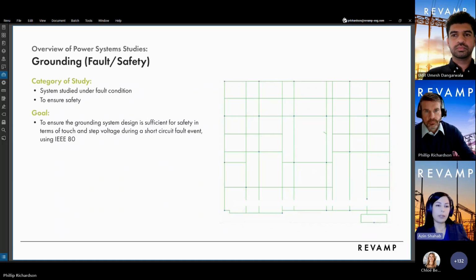The next study that we are going to discuss is the grounding study. This study is performed for the system under fault condition and to ensure safety. Basically, the goal of this study is to ensure that the grounding system of the substation is designed sufficiently to ensure safety of people in terms of the step and touch voltages that they get exposed to during a short circuit fault event. And we do this study in compliance with IEEE 80.